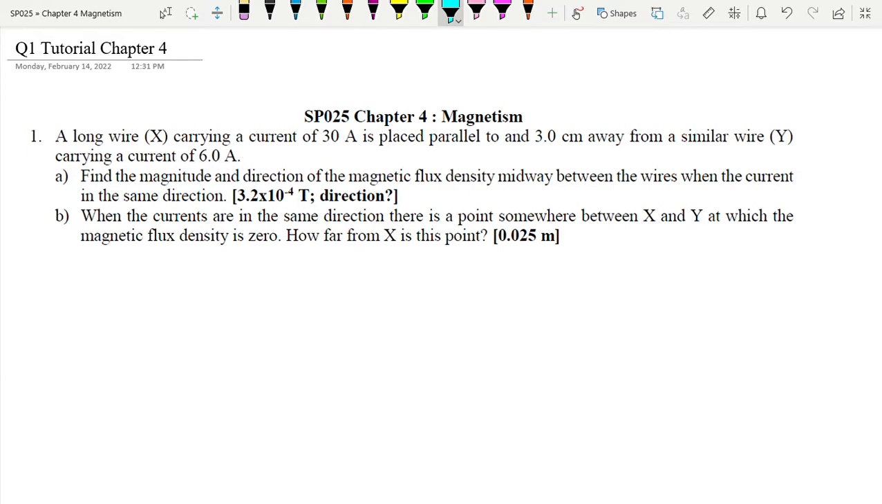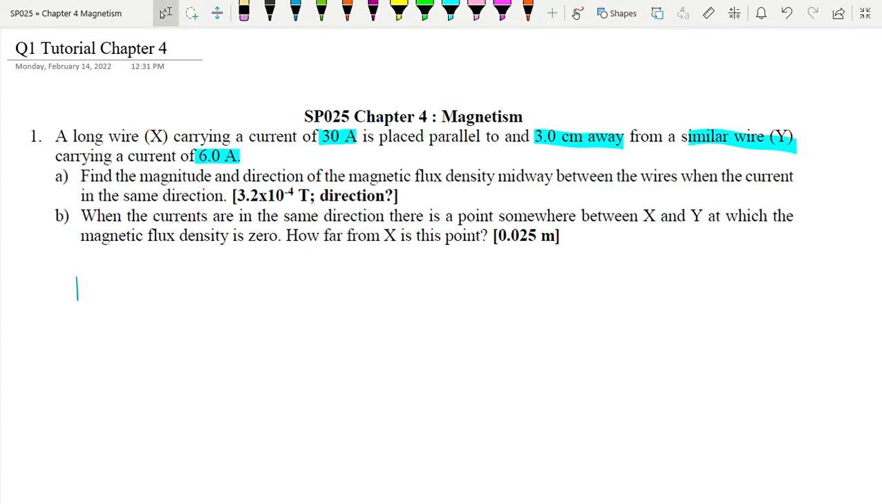A long wire X carrying a current of 30 ampere is placed parallel to and 3 cm away from a similar wire Y carrying a current of 6 ampere. So we have two wires parallel to each other, wire X and wire Y, with different values of current flow. The distance is 3 centimeter between them. So let's try to draw these wires, X and Y.